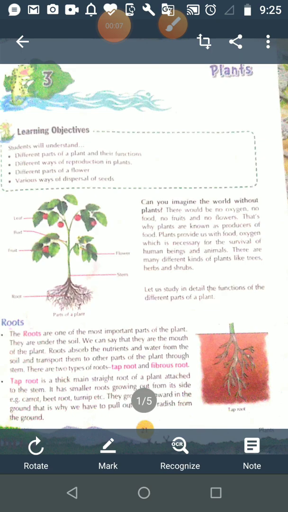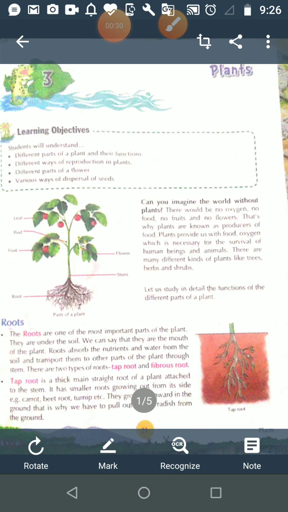plant. A plant can be divided into two parts. It means parts of a plant, and it is divided into two parts, root and shoot.